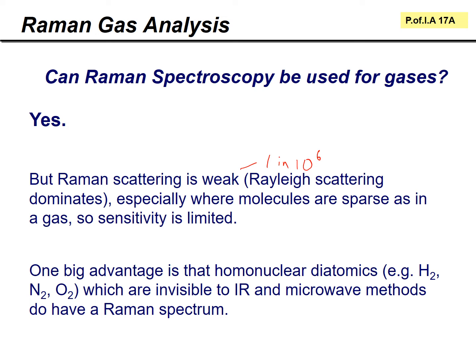You need hundreds of parts per million of your analyte really to be able to get a good Raman signal. But one advantage related to the previous slide is that homonuclear diatomics can be studied.